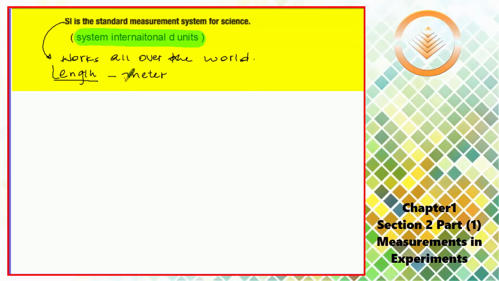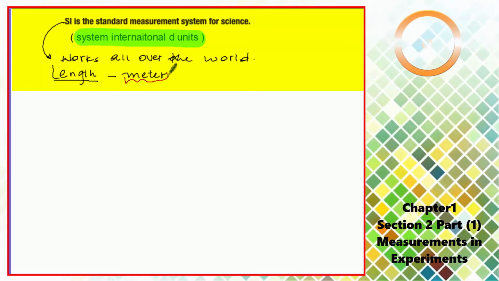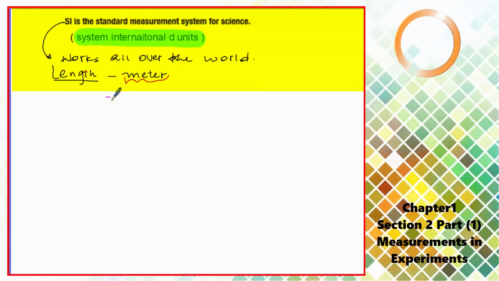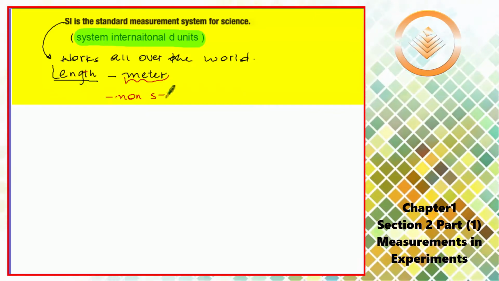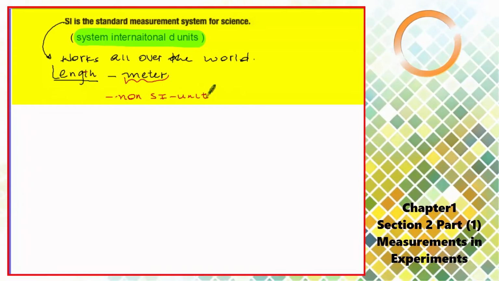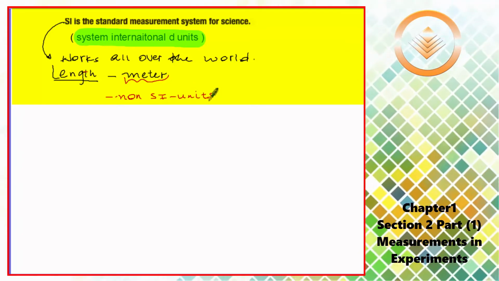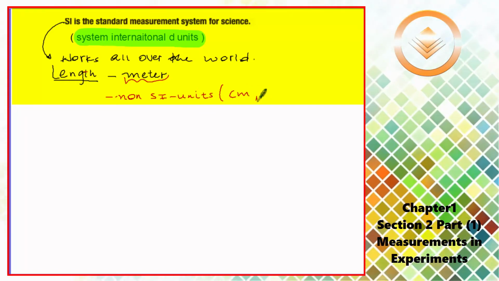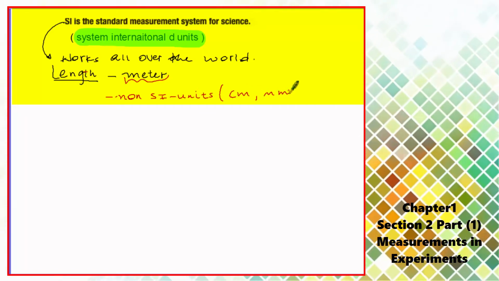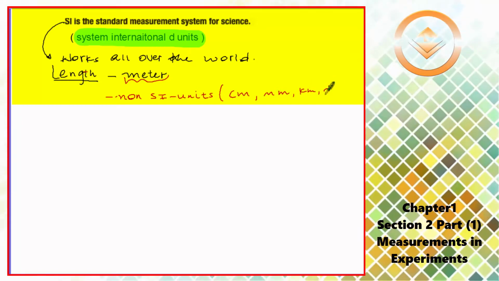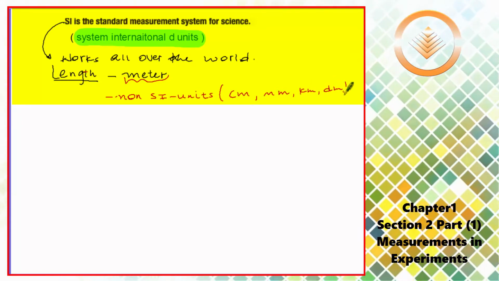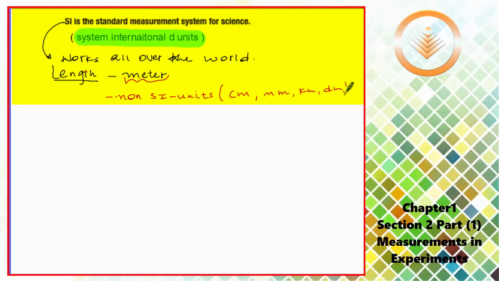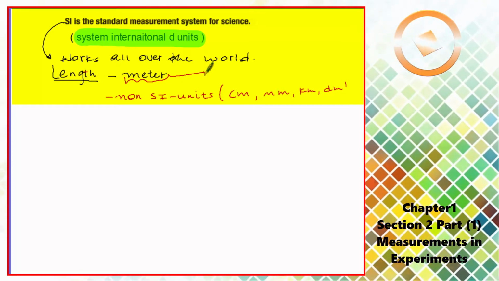When you say meter, it doesn't mean that meter is the only unit for length. We have other units, which we call non-SI units. Units other than meter are called non-SI units. These are like centimeter, millimeter, kilometer, decimeter, and we can use a lot. So meter is the SI unit for length.